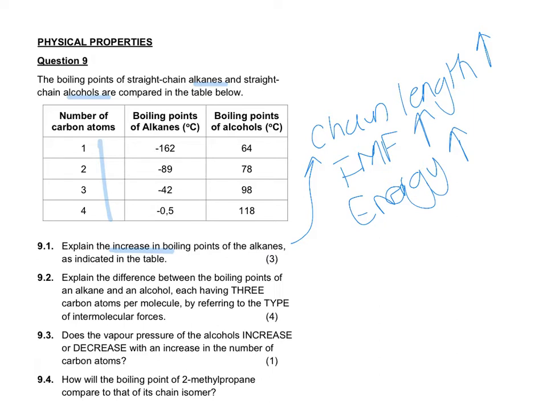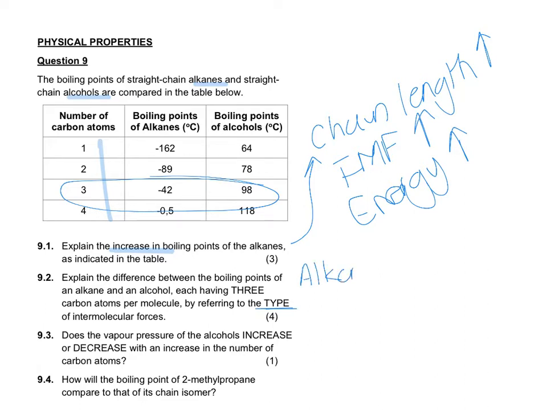9.2. Explain the difference between the boiling points of the alkane and the alcohol, each having 3 carbons, by referring to the type of intermolecular forces. So now I'm looking here. The alcohol has a significantly higher boiling point. It's 98 degrees, whereas the alkane is only minus 42. Why?